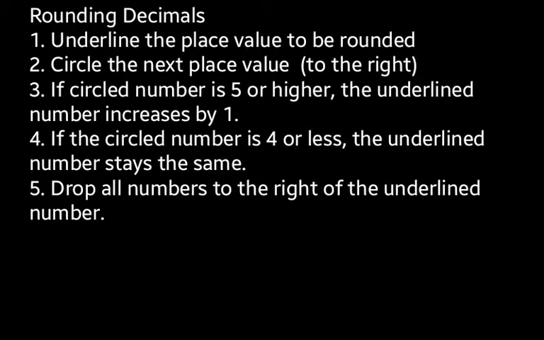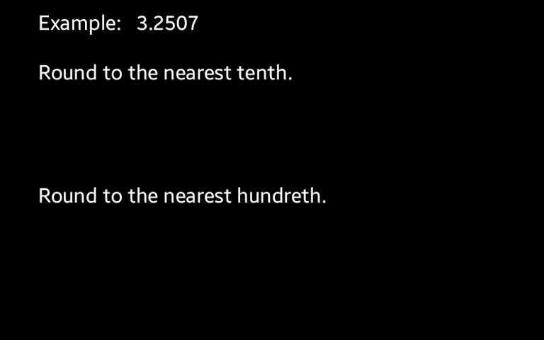And then according to that circled number, if it's 5 or higher, you're going to increase the underlined number by 1. But if the number is 4 or less, the underlined number stays the same. That's often called rounding down, but we really don't change the number to 1 less, we keep it the same. And then when you're done changing your number or leaving it the same, you drop all the numbers to the right. So let's take a look at an example.